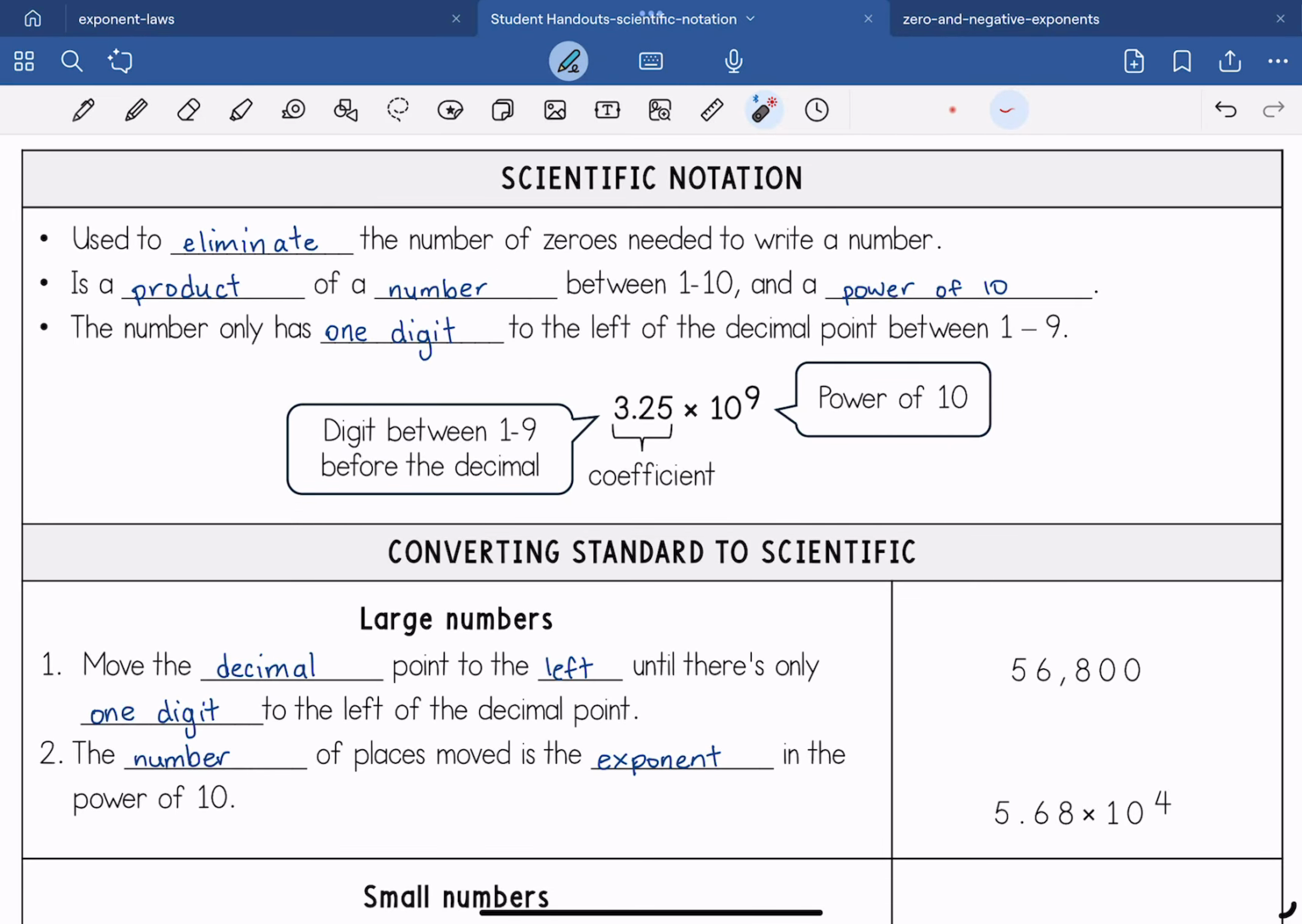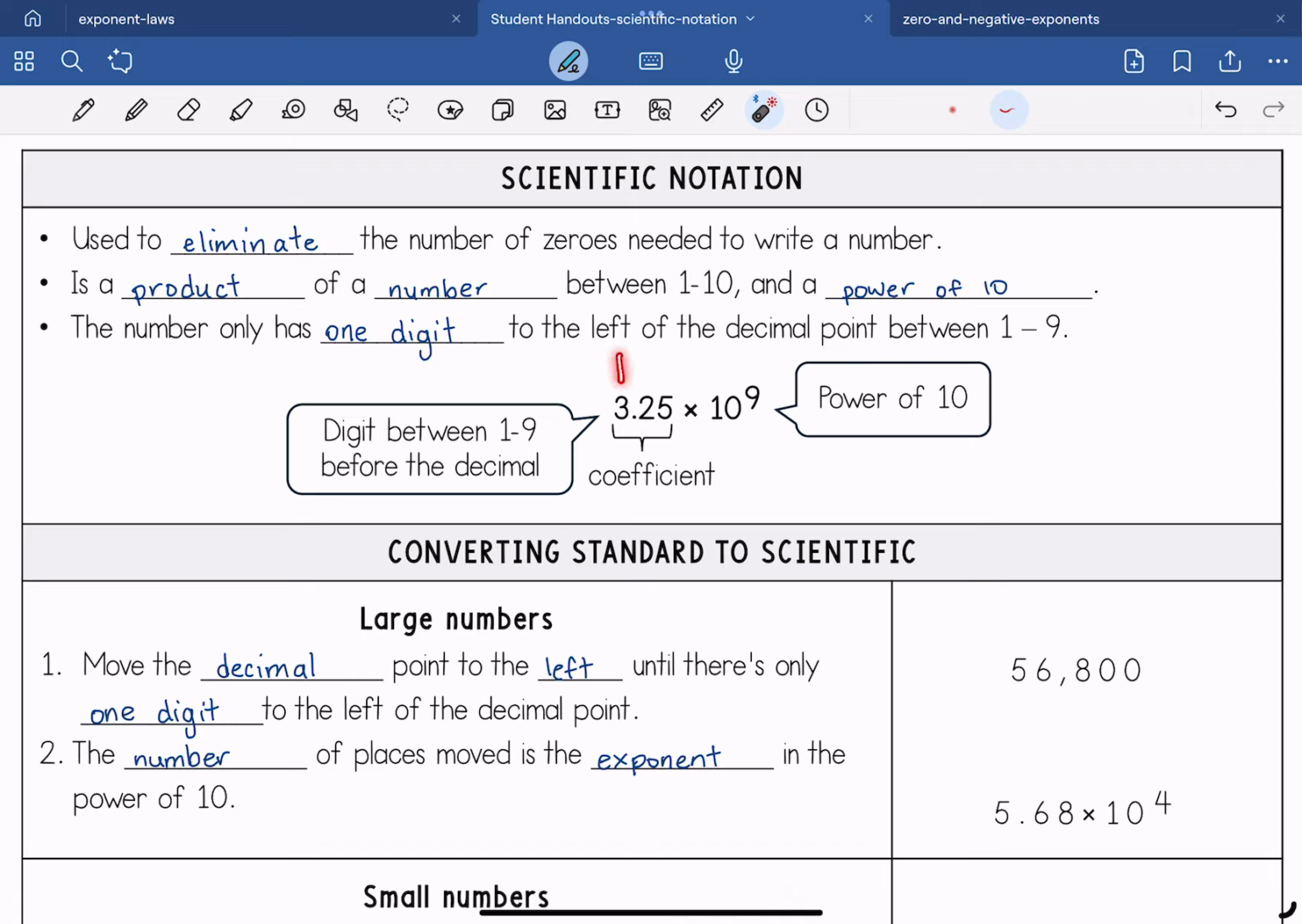Scientific notation is used to eliminate the number of zeros needed to write a number. It is a product of a number between 1 and 10 and a power of 10. The number only has one digit to the left of the decimal point, between 1 and 9. So if we take a look here, this number, 3.25 times 10 to the power of 9, is in scientific notation. It has the coefficient 3.25.